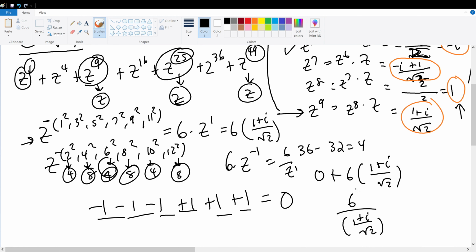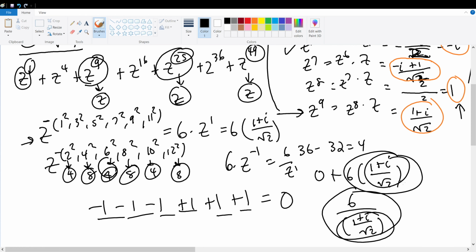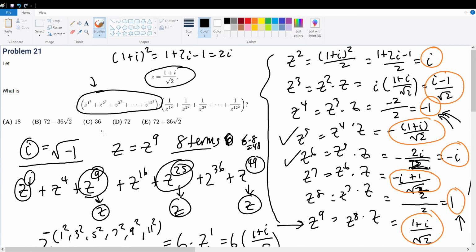So now we have to multiply them together, so this times this. Well, this quantity and this quantity get canceled out, because they're the same. So that's just 6 times 6, which gives 36, bringing you to answer choice C.